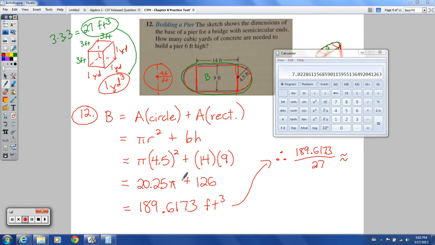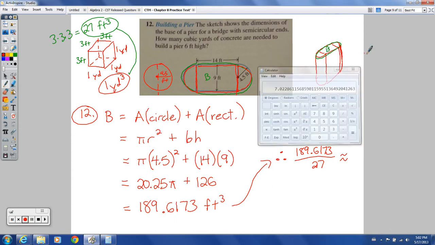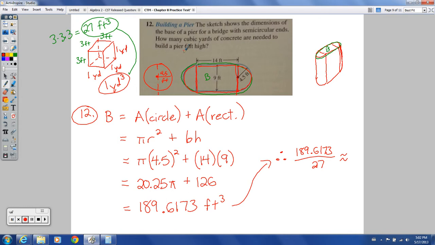And I just realized I forgot to do something. This was the area of the base. We forgot to multiply this by 6. So this is not feet cubed yet. I'm sorry, this is feet squared.